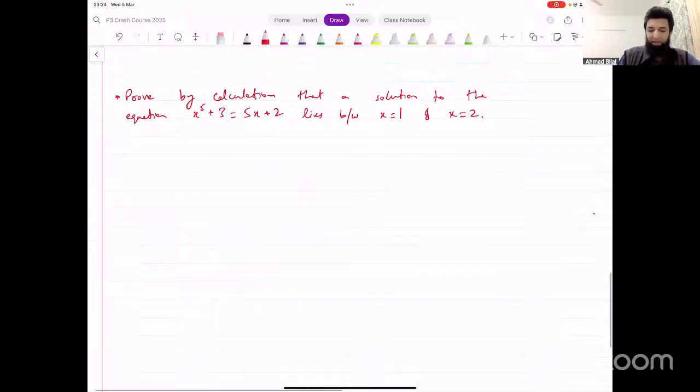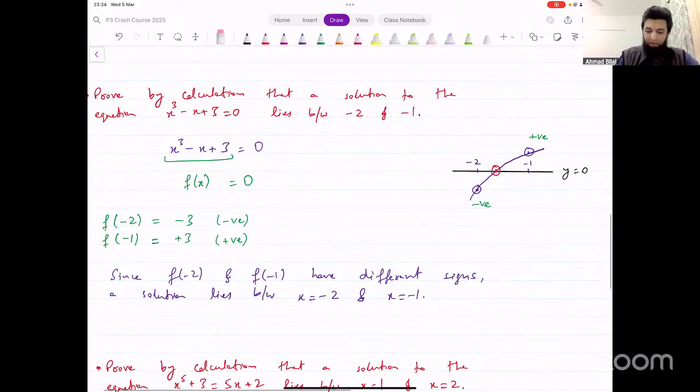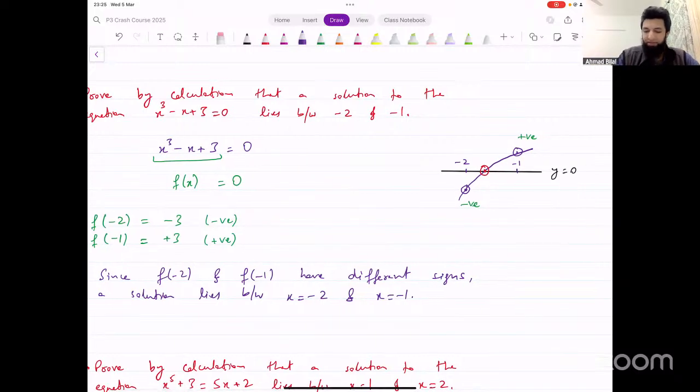But there's a catch here. In the previous example, on the right side, we had 0. Since we had 0 on the right side, we were basically looking at the graph and seeing where does the graph cut the x-axis. If one value was positive and the other was negative, then 0 would be somewhere in the middle, right?